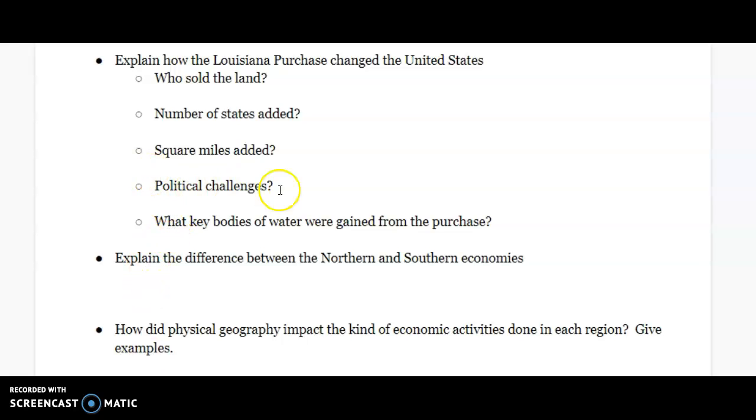Now, there were a few political challenges. The first was, did Thomas Jefferson even have the authority as president to just buy land from France? That was a big question. No one knew yet if the president could do that. Another political challenge was the issue of slavery.